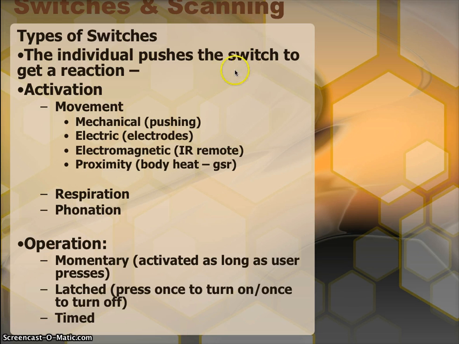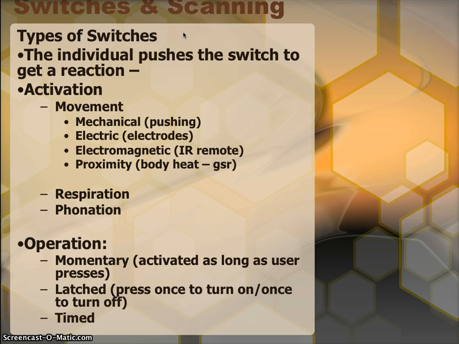All right, so here are the different types of switches. So the idea is the individual pushes the switch to get a reaction or communicate something. So the activation can be through movement, right? Physically touching, hitting the switch. It can be mechanical, so they push it down, and then there's two pieces of metal that make contact usually, and that creates the bridge electrically.